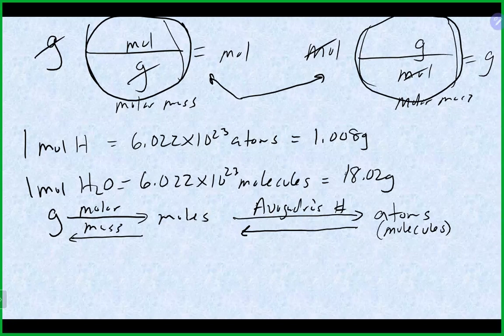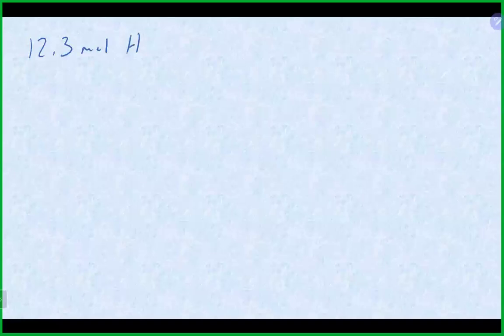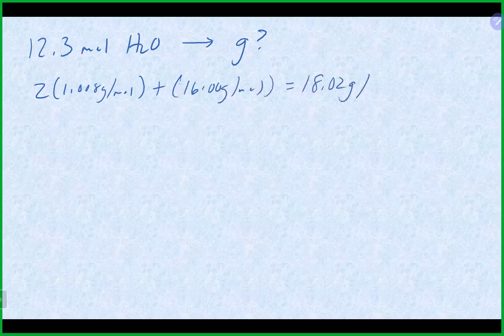So for example, let's say we have 12.3 moles of water, and we want to know how many grams of water that represents. If we didn't know the molar mass of water, we'd roll through the periodic table and do our calculation like we did on that previous page, where we look up the mass of the two hydrogens and the mass of our oxygen. That gives us our 18.02 grams per mole, which is our molar mass of water and really our conversion factor.